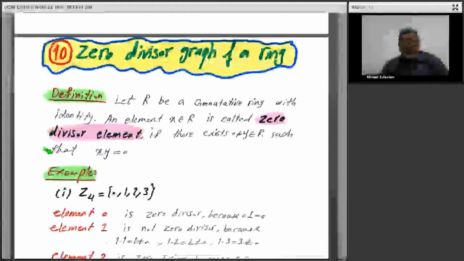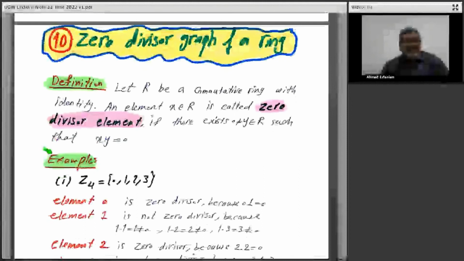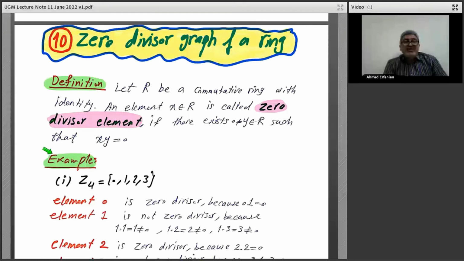All right, now I'm going to define the last two graphs in this lecture.